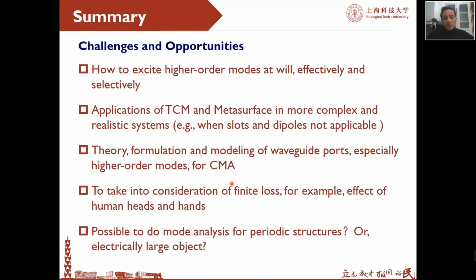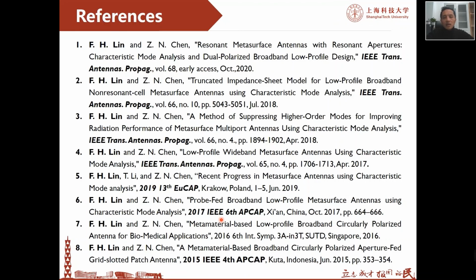The last one, but not least, is how to do the modal analysis for periodic structures. On this topic, Dr. Wang Chaofu from National University of Singapore has done some work. So these are some of the references and also related works in this presentation.